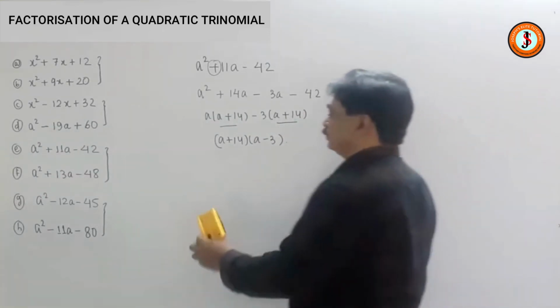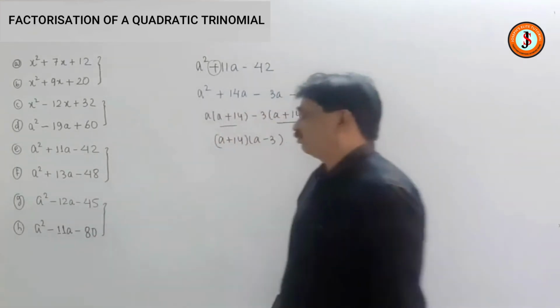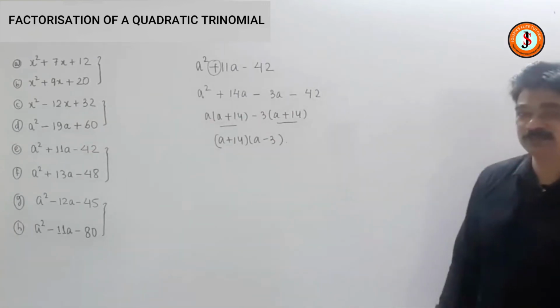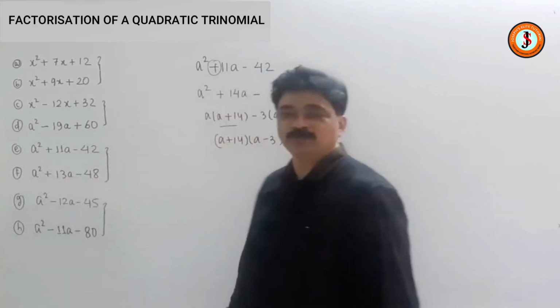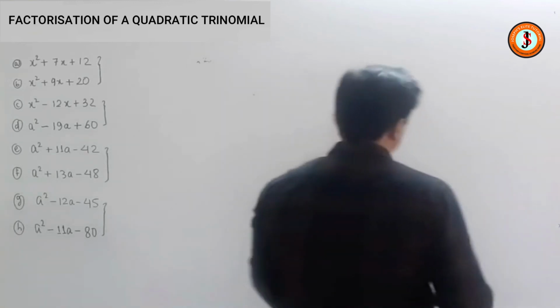So let's go to your turn now. Please try plus 13 and minus 48. So it will be 16 times 3 is 48. So plus 16a minus 3a. Plus will be given to the bigger one, the larger number. So now let us see the last one.